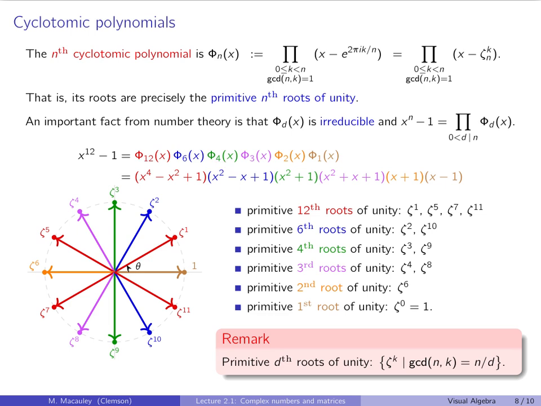Phi 4 of x. These are the primitive 4th roots of unity. We also saw this in the previous slide. The polynomial is x squared plus 1. The roots are i and minus i. Notice these are, of all the 12 roots of unity, the two that take exactly 4 powers to get to 1. These are the ones that take exactly 6 powers to get to 1. So you raise this to the sixth power, squared, cubed, 4th, 5th, 6th, you get 1.